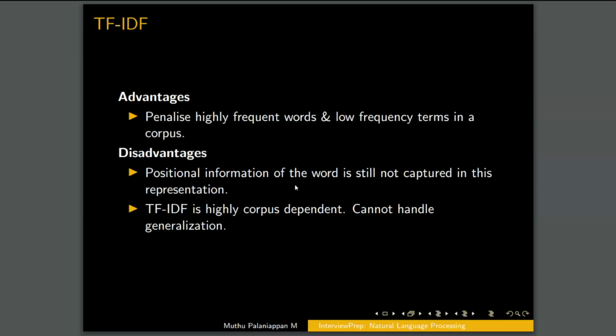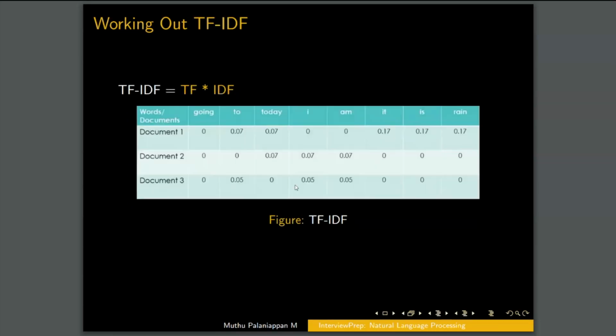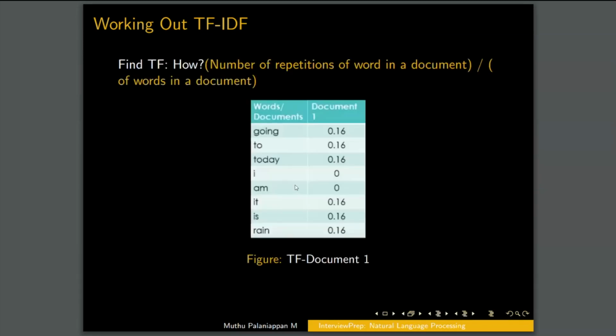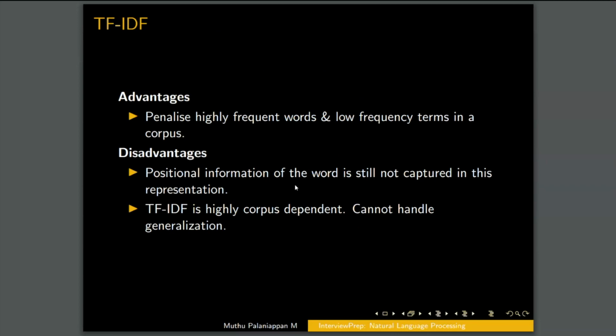Another disadvantage is that we still cannot capture the positional information. If you swap the words in "it is going to rain today" and I calculate TF-IDF, it's going to remain the same, right? So it doesn't capture any semantic or positional information. Another disadvantage is that TF-IDF is highly corpus dependent. Whatever the data set I'm going to train on, my TF-IDF is going to remain the same. It doesn't allow me generalization.